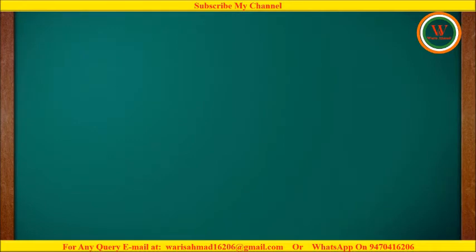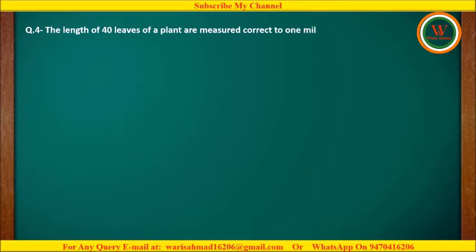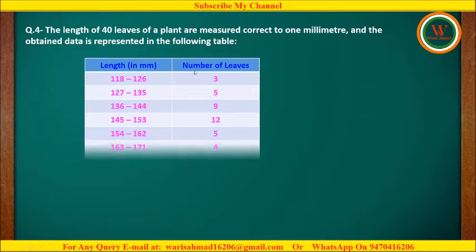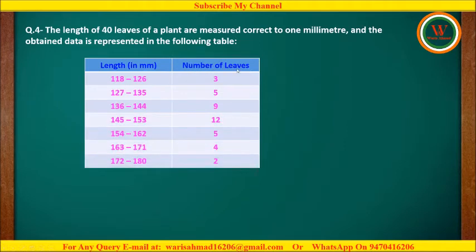Now let us have fourth question of the same exercise. The length of 40 leaves of a plant are measured correct to 1 millimeter and the obtained data is represented in the following table. So the table is given below, length in millimeter and second one is number of leaves.